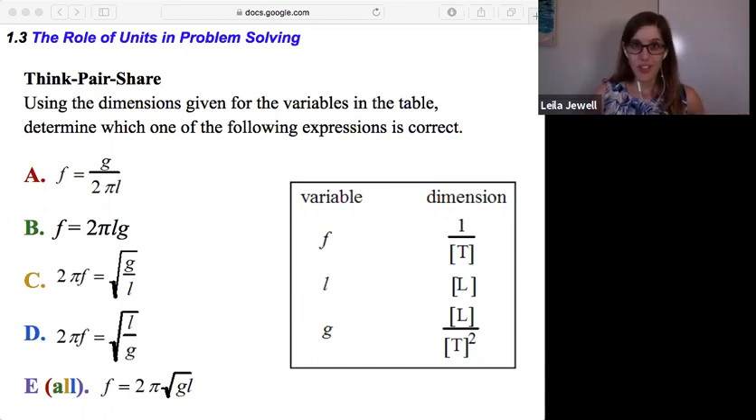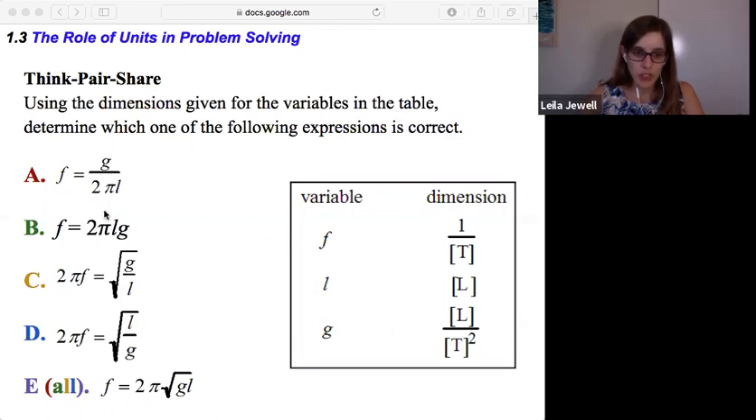All right, so hopefully at this point you've taken the time to try and solve it. Now let's take a look. So we have this variable f that the dimension is 1 over time. L has a dimension of length, and G has a dimension of L divided by T squared. Kind of funny here. Okay, well, we can go through and take a look.